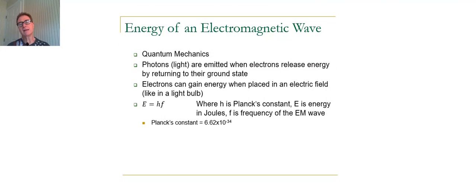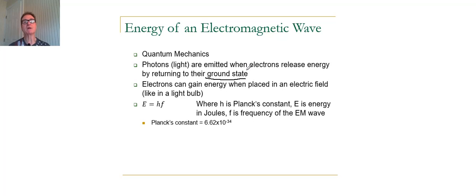So a wave can carry energy, and we can determine the energy of an electromagnetic wave. This gets into a little quantum mechanics, which we're going to get to later on in the course. Photons are emitted when electrons release energy by returning to their ground state. An electron really just wants to be in its ground state all the time. It's sort of its sleeping state, if you will.